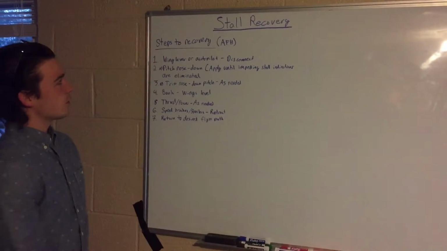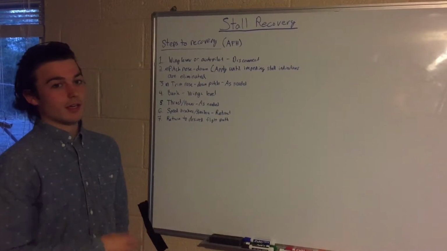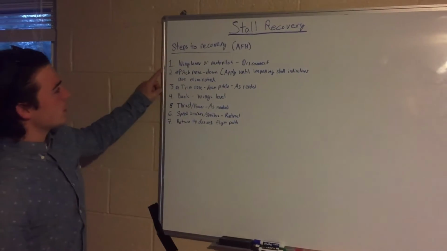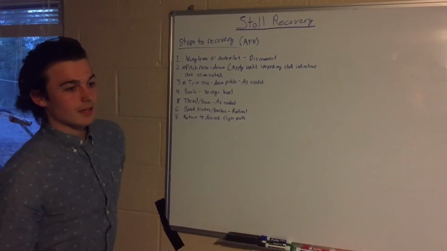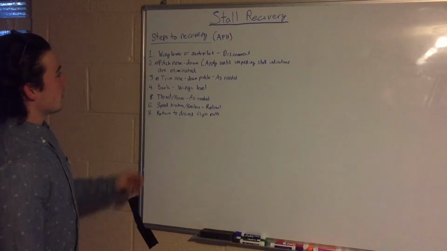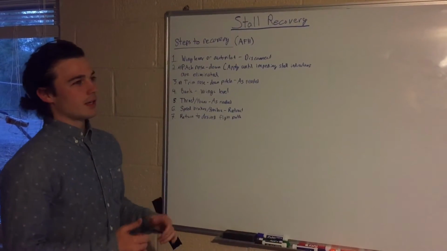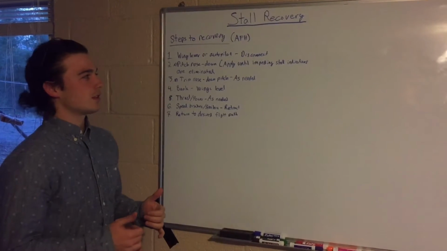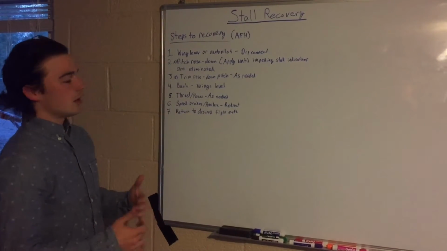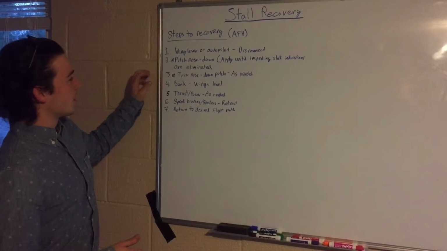Hey guys, again, so for the stall recovery, we have 7 steps that we bring out of the Airplane Flying Handbook. Step 1 is wings level or autopilot disconnect. So if you have autopilot running or something like that, you just turn it off. Step number 2 is pitch nose down. Apply that pressure until the impending stall indications are eliminated, or they just shut off. They stop yelling at you, pretty much.